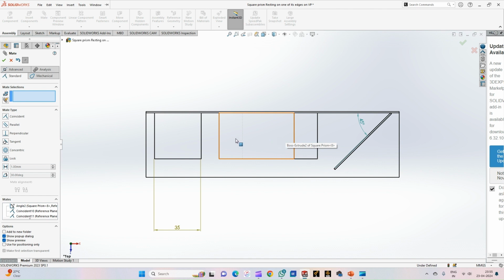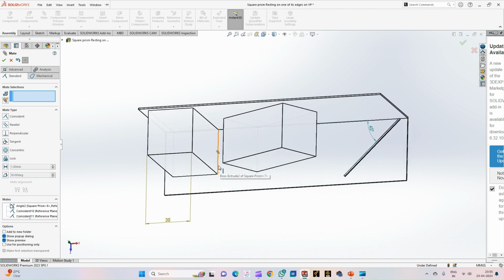Now we'll go to the next position, that is after the square prism was inclined with one of its axes at an angle of 30 degrees to the HP, and now the resting edge, that means the edge on which it is resting, is inclined to the vertical plane at an angle of 45 degrees. Now we will see how to visualize this condition.